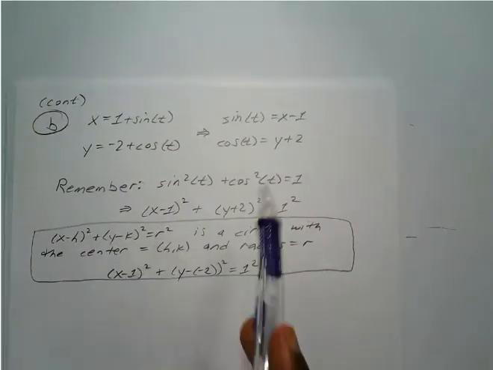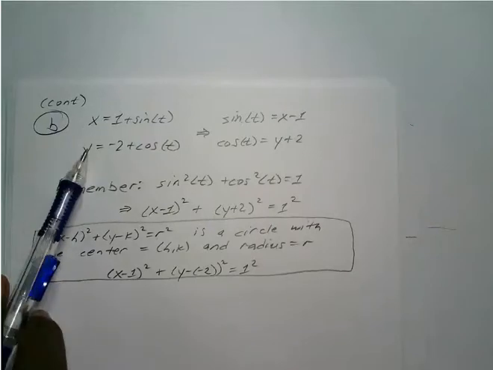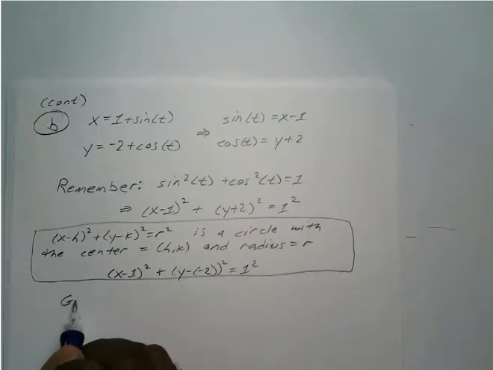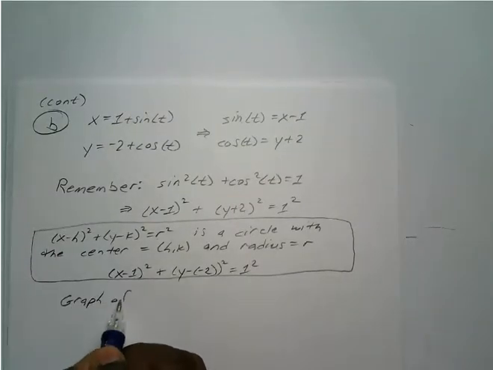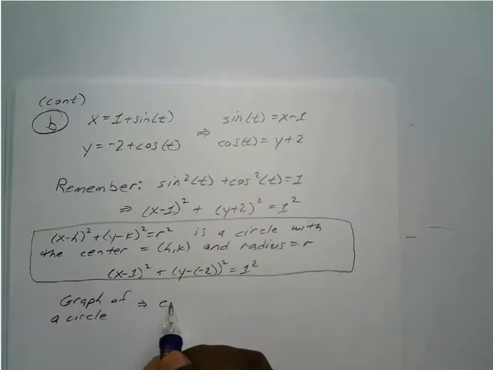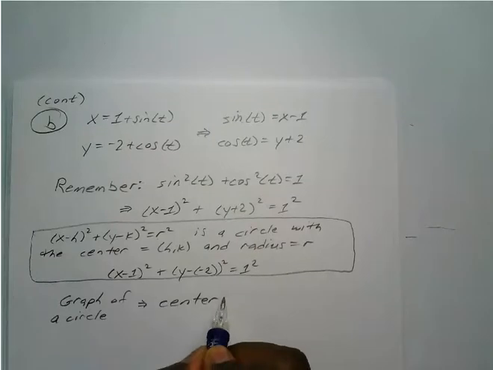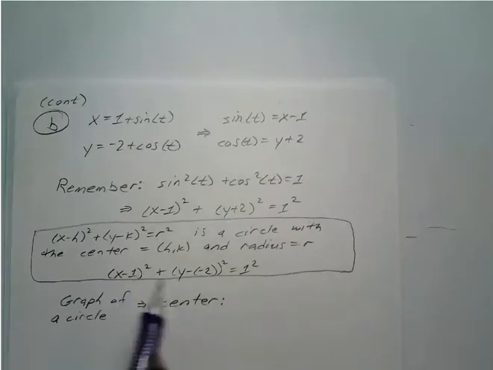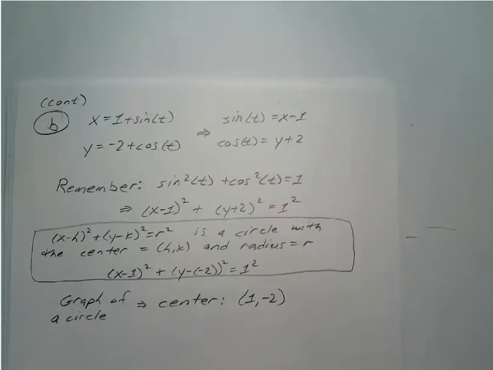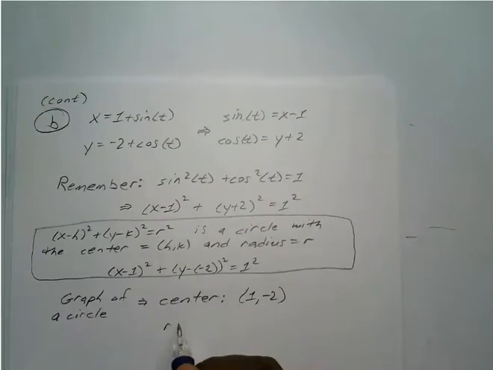Okay, so actually, our parametric equations gave us the graph of a circle. Okay, so in this case, the center is (1, negative 2), since that's your (h, k). And the radius, at 1 squared, so our r is equal to 1.